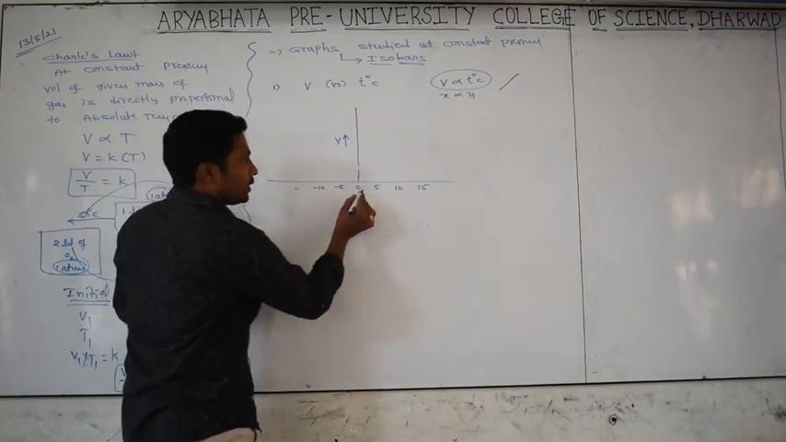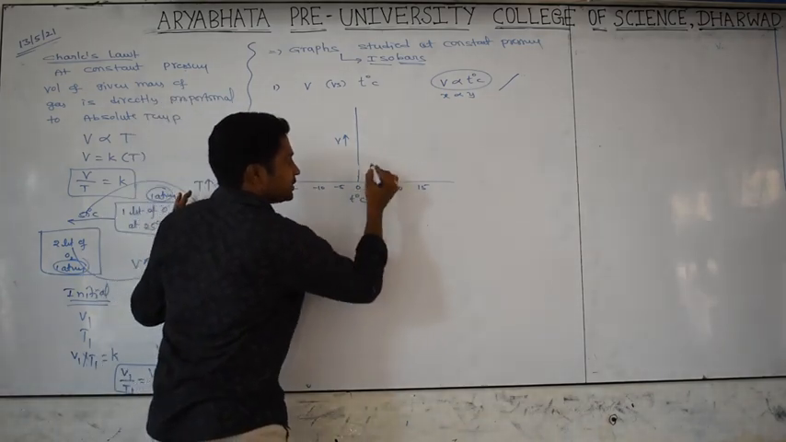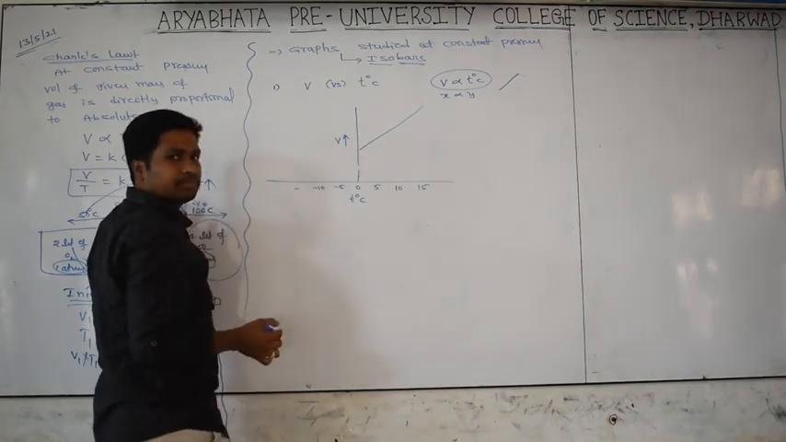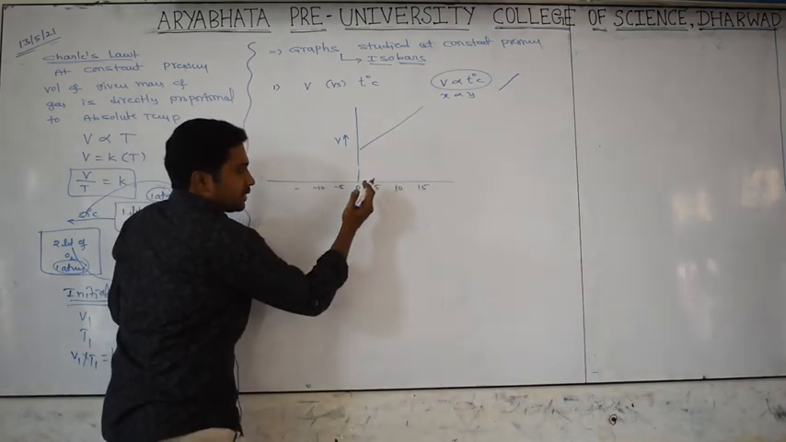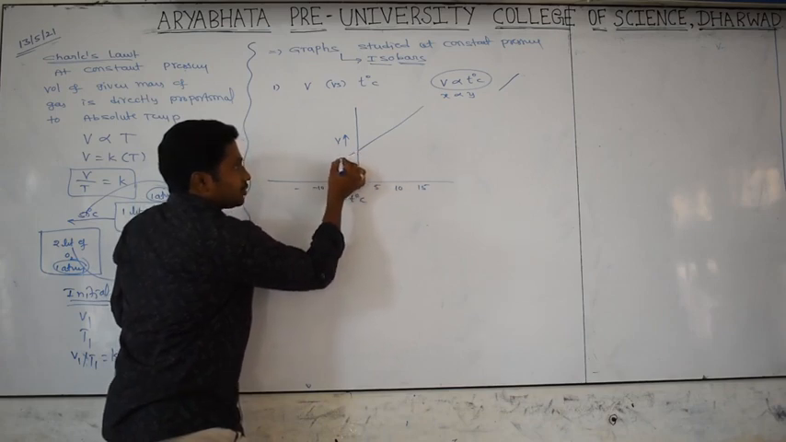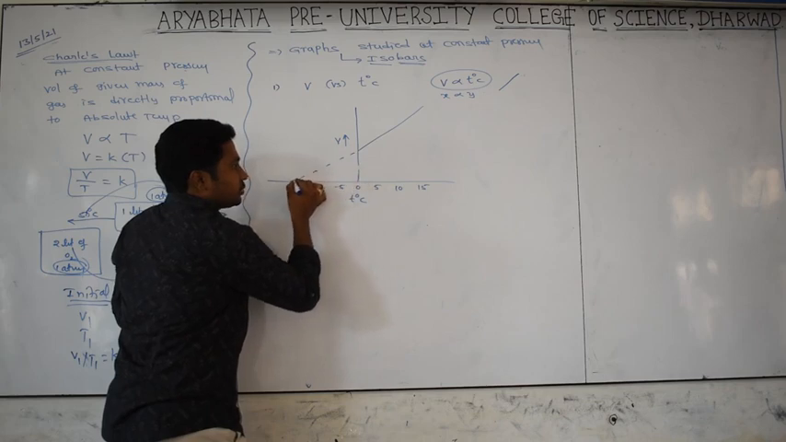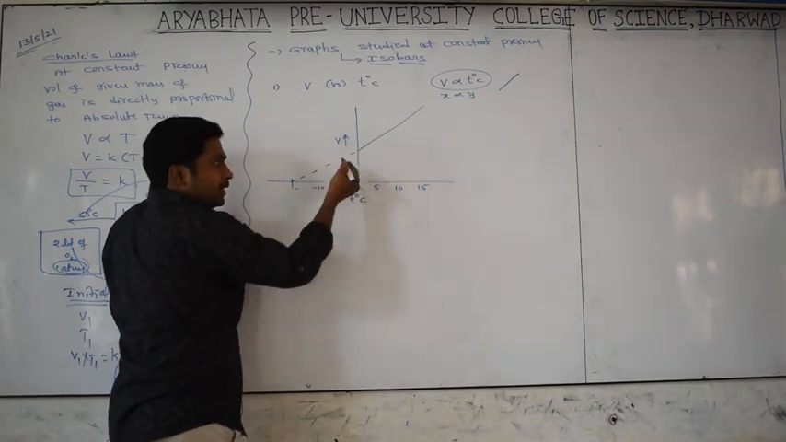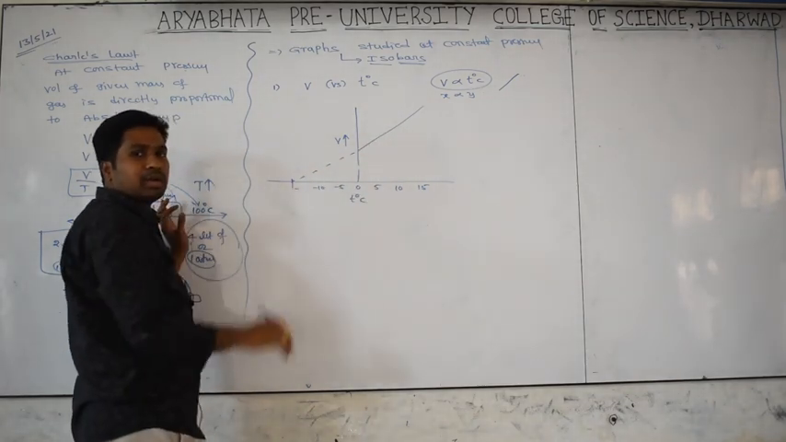Now, as the temperature increases, the volume of the gas also keeps increasing. When you decrease the temperature, the volume of the gas also keeps decreasing. That's why I will show some special things here. Did you observe or not? For positive temperature, it is a thick line. For negative temperature, it is shown like dots.